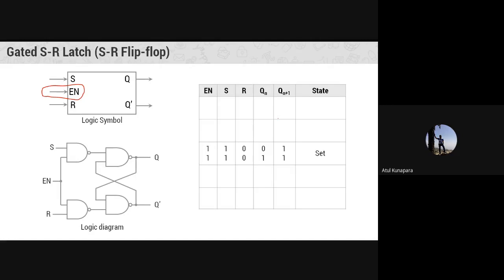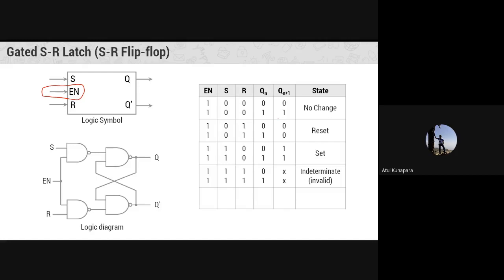And if you connect enable equal to 1 and put S equal to 0, R equal to 1, then your output is going to be reset. That's what you call the reset condition. When enable is 1 and you put SR equal to 0, 0, you get no change in the output. And if enable is 1 and you give S and R equal to 1, 1, it gives you an invalid case. That's what we have considered earlier.